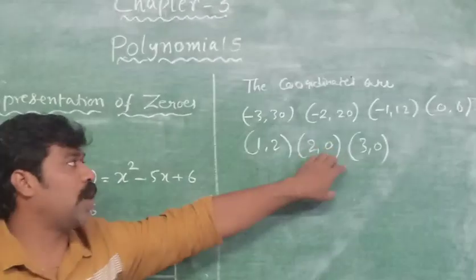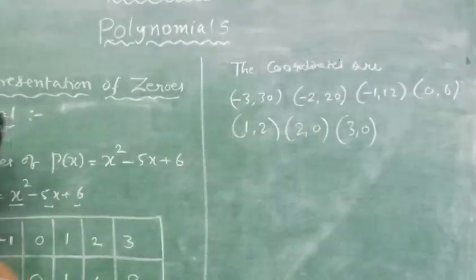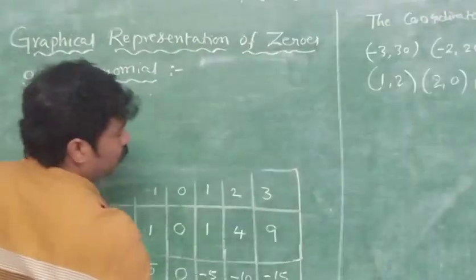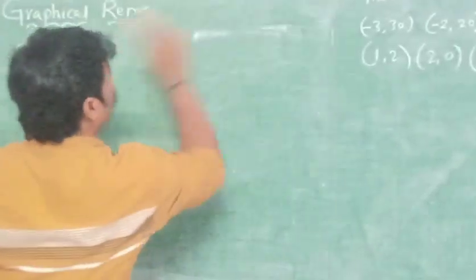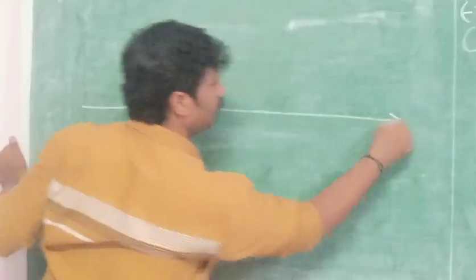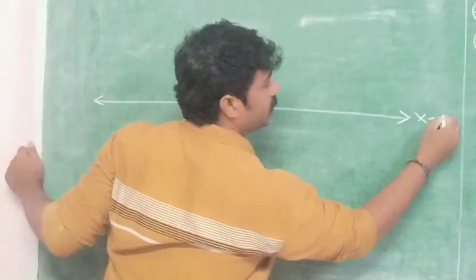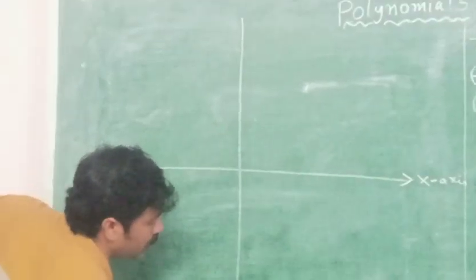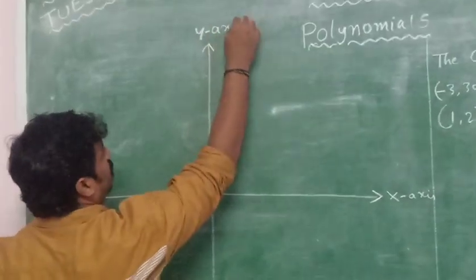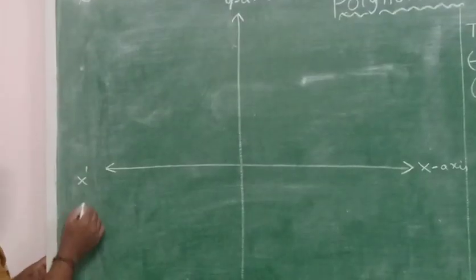So if you plot these coordinates on the graph paper, then we'll get the graph. So now take x-axis and y-axis. Let this be the x-axis and this one the y-axis. This is the negative y-axis and this one is the positive y-axis. Here it is the positive x-axis and this one is the negative x-axis.